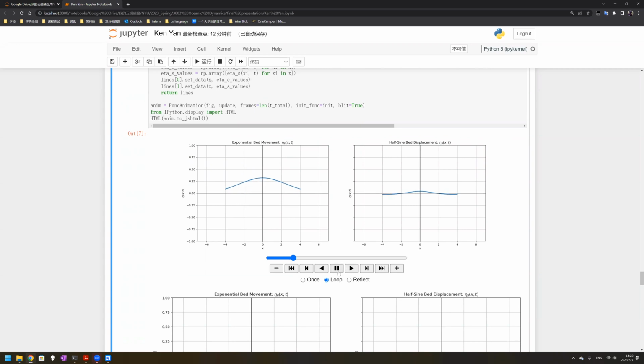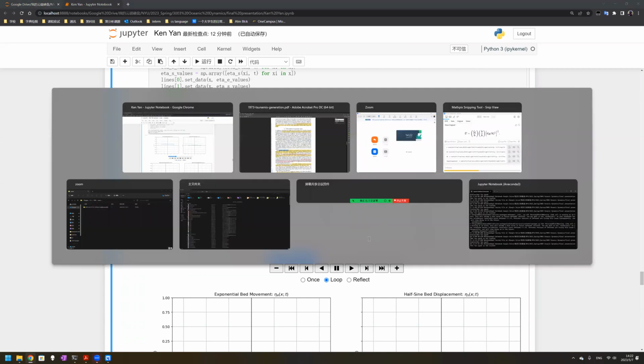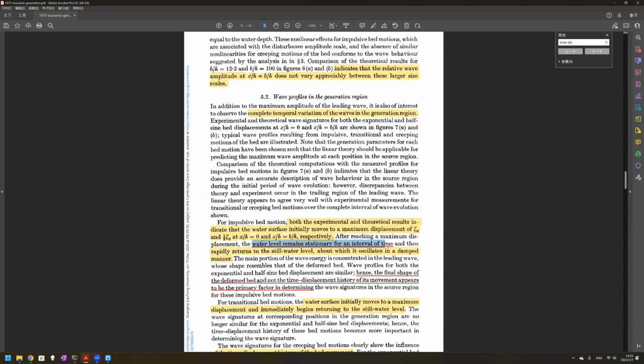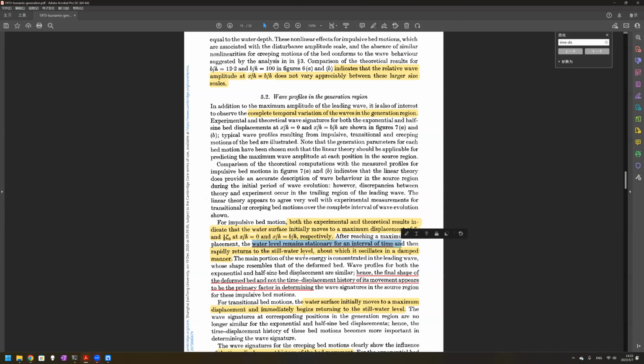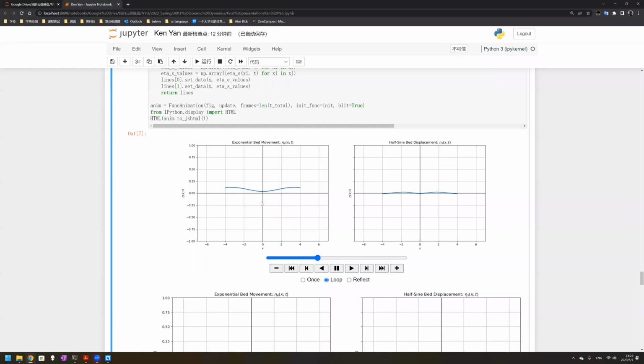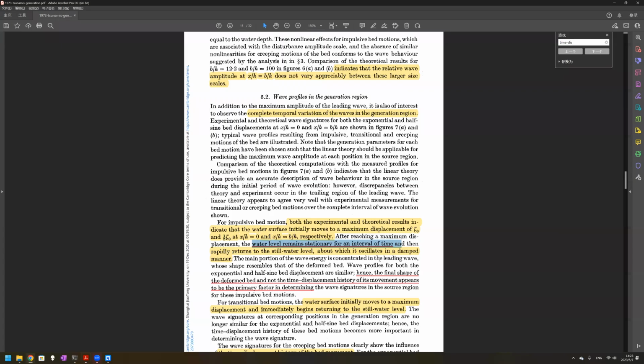And then it grows up, and then it comes to a certain point where the water level remains stationary for an interval of time. Stationary. And then it returns to still water level with oscillations in a damped manner. So it goes back as the 1 and 1/2 relation, becomes still, goes up, but the damped oscillation is eventually diminished.